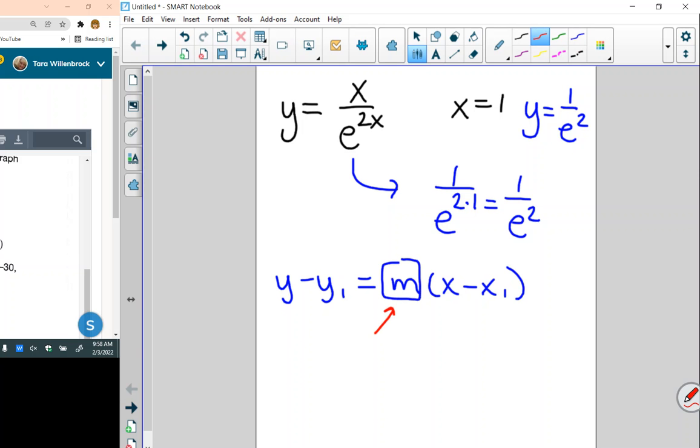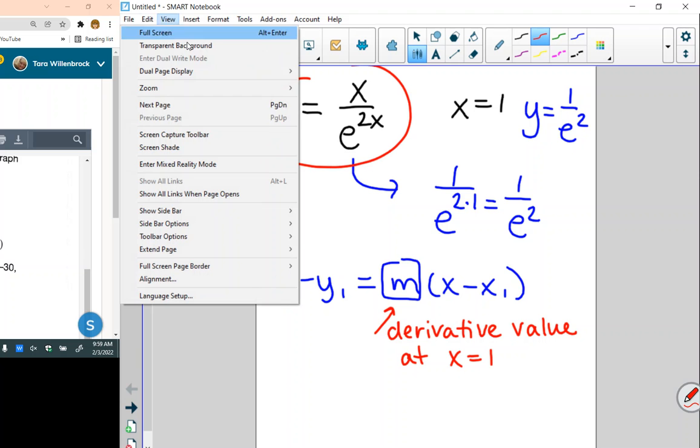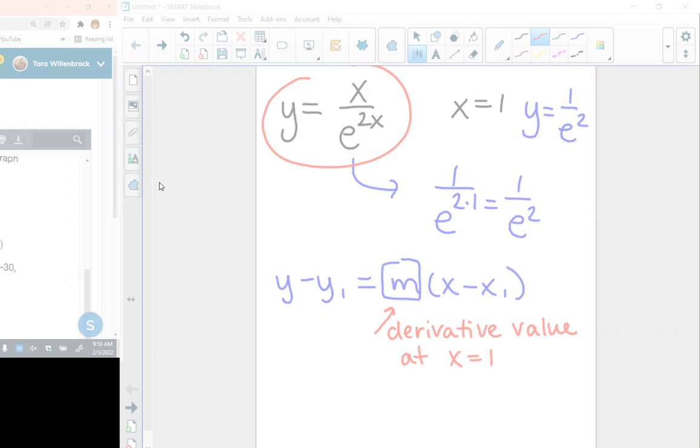And just a quick reminder that we get the m by taking the derivative, and then finding that derivative value, in this case at x equals 1, gives us our slope. And because our function looks the way it does, we are going to have to use quotient rule. And we're going to have to use what we learned about derivatives with e.